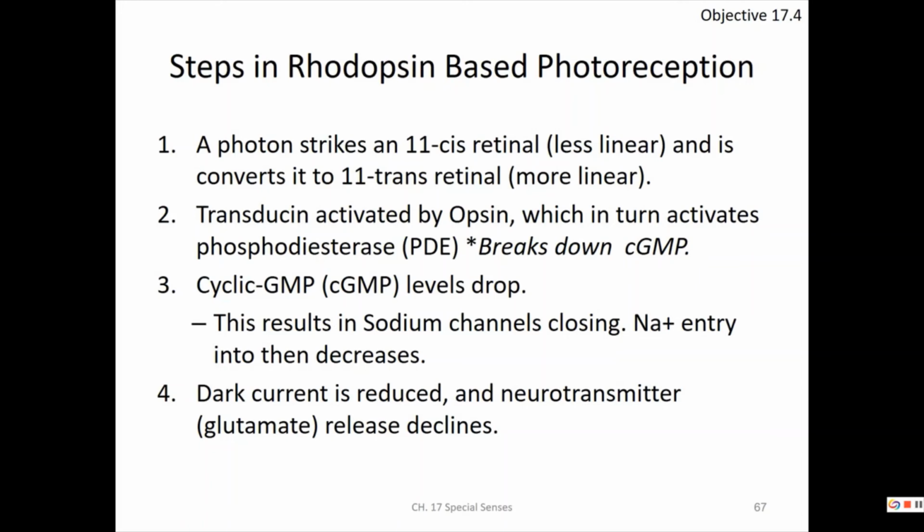Now, when that photon straightens it out, it's kind of like you're sitting there and you stick out your arm and point your finger at one of your family members whose name is transducin, and you say, "You go shut the door." Well, it doesn't shut the door. What does it do? Instead of going to shut the door, it tells PDE, phosphodiesterase, to go break down cGMP.